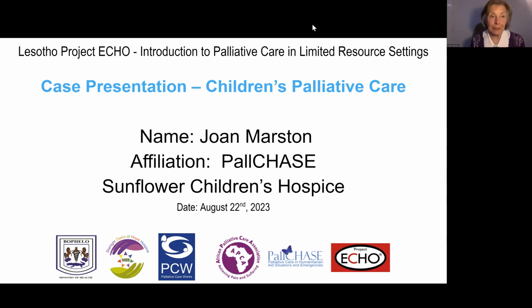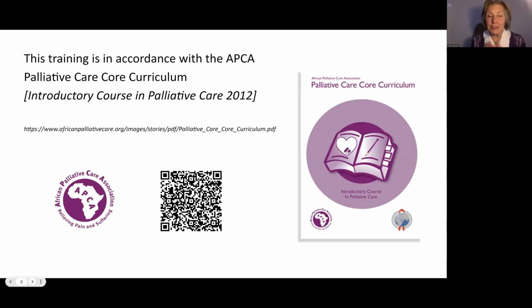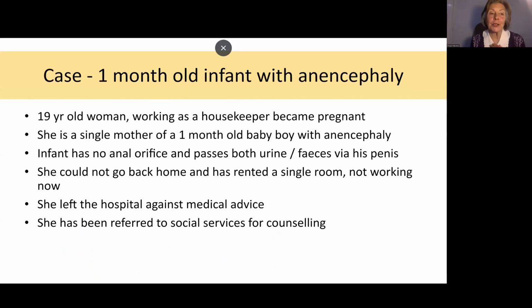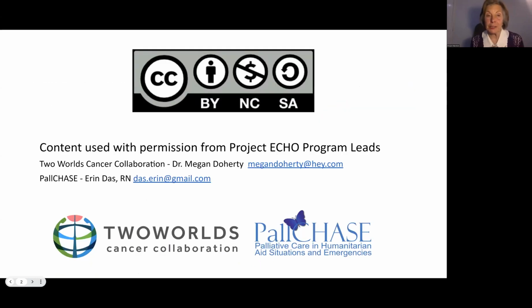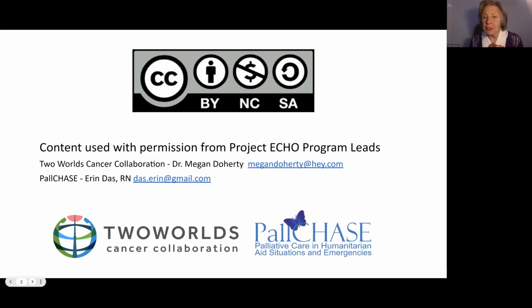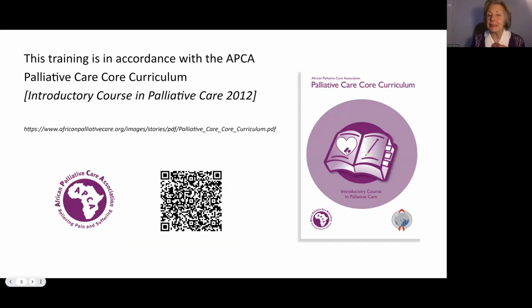There's a mother and baby in Lesotho at the moment who need care and support. So when we're going through the case study, I would like you to think of all the things that Julia has spoken about. Look at the whole aspect of total pain for the mother and for the baby as well. And just think about what you could do as palliative care practitioners in Lesotho at the moment. So I think, Erin, you're going to have to move it forward. Oh no, here we go. You've had all of these in the past ones.